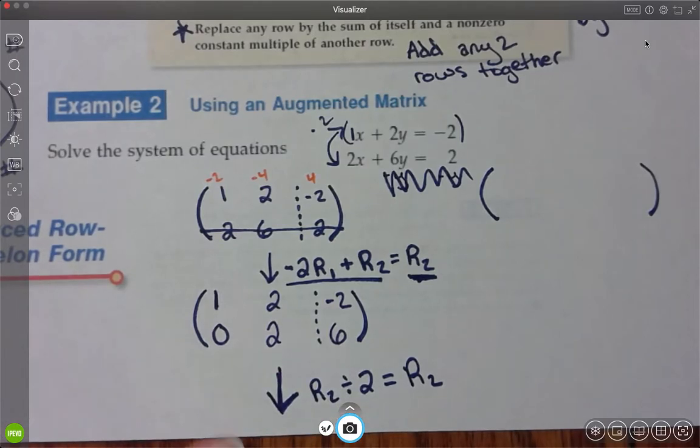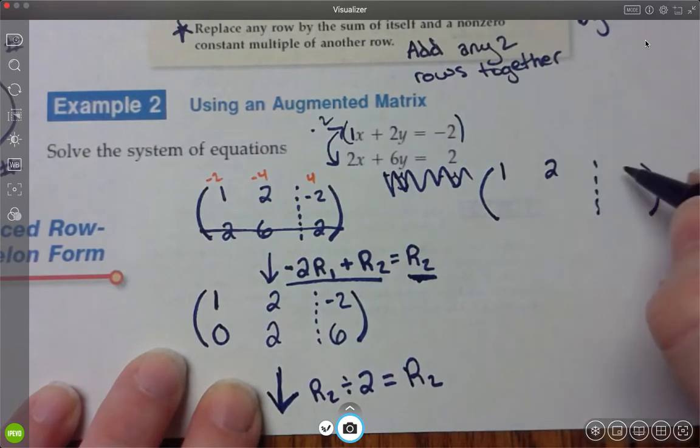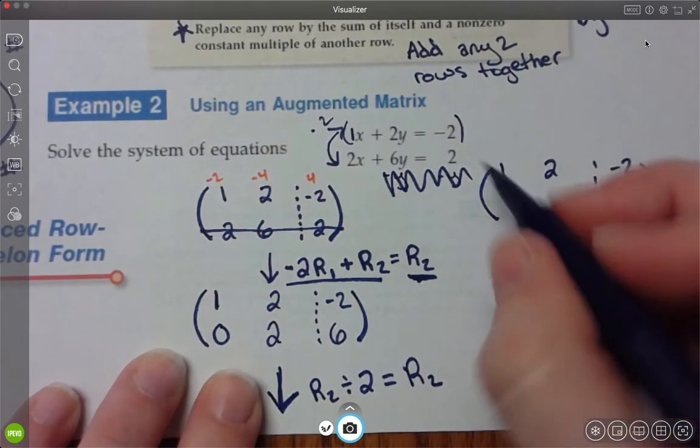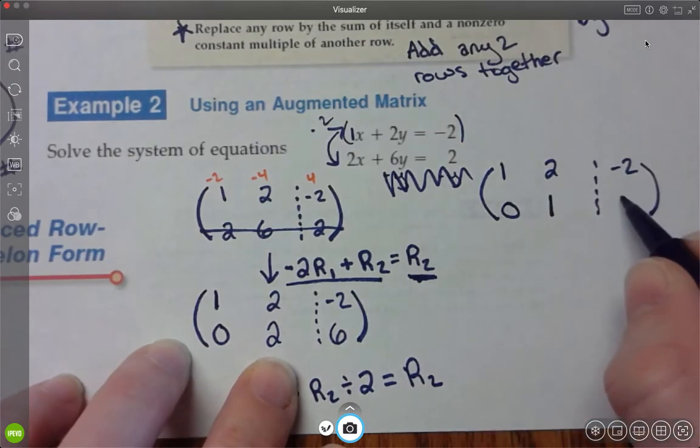I can divide by 2. Okay, so the top row we're not going to change. 1, 2, negative 2. It's going to stay like that, but my bottom row will become 0. If I divide by 2 it is 1, and if I divide by 2, that's 3.